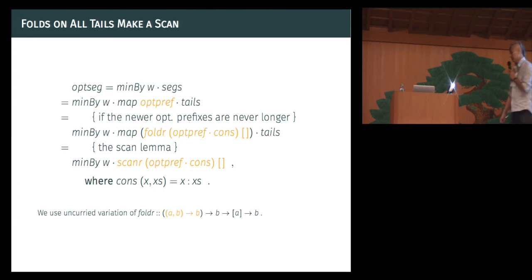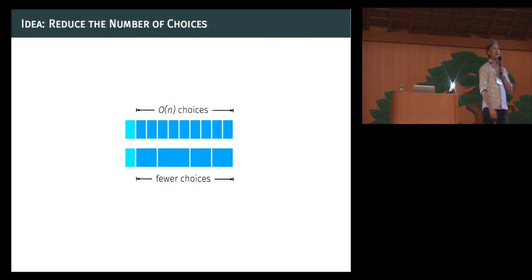So what do we do now? The goal now is to try to simplify this. And the main idea is, in each step, how many prefixes do you have to consider? Each time you're reading one more element, there's a linear number of prefixes which could be the optimal prefix.